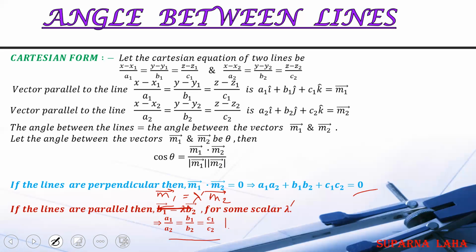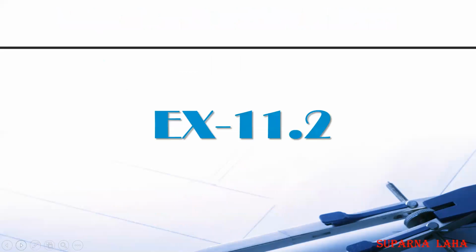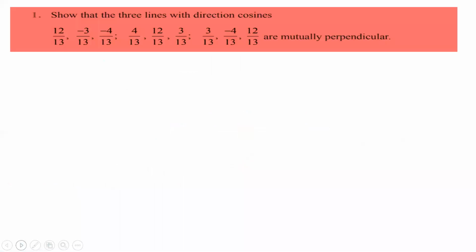So remember these three conditions: first is theta, second is if the lines are perpendicular to each other, and third is if the lines are parallel to each other. So let us solve some problems from exercise 11.2. From this exercise, we will solve some problems about the angle between two lines. So here is the first question.